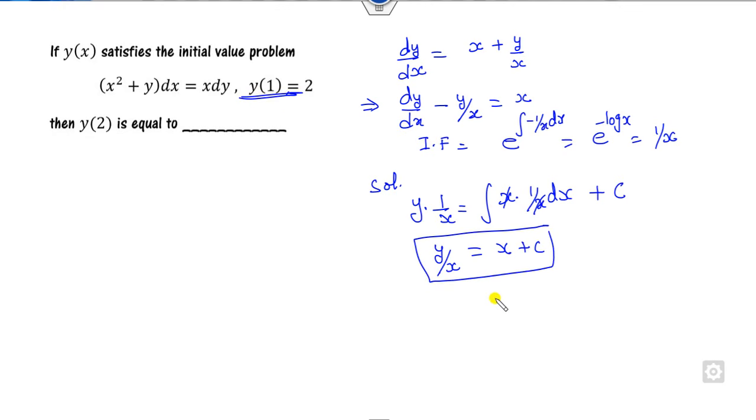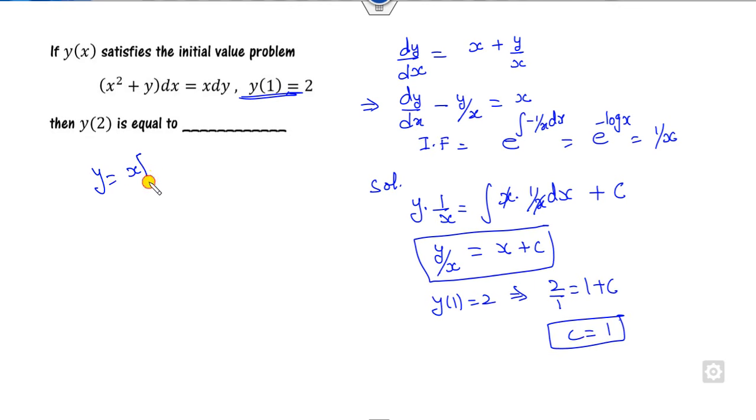Okay, you have to find y(2). So what is y(1)? What is the value of c? 2 over 1 is 1 plus c, so c is 1. I can substitute here: y is x times (x + 1). What is y(2)? 2 multiplied by 3 is 6, which is the right answer.